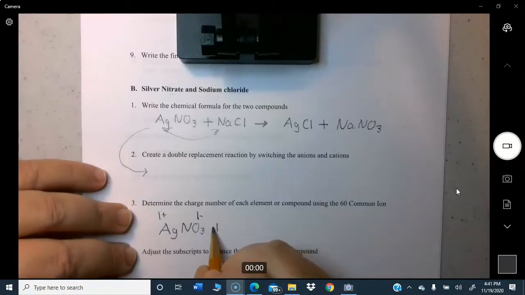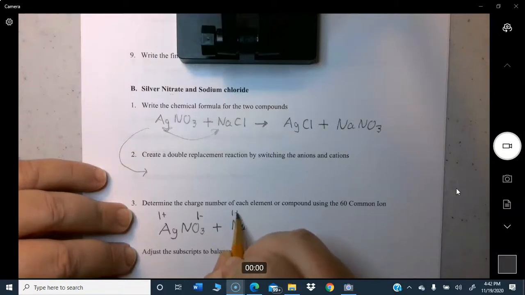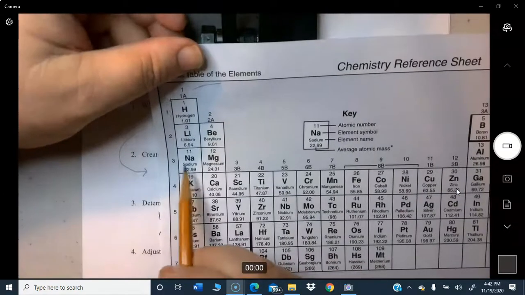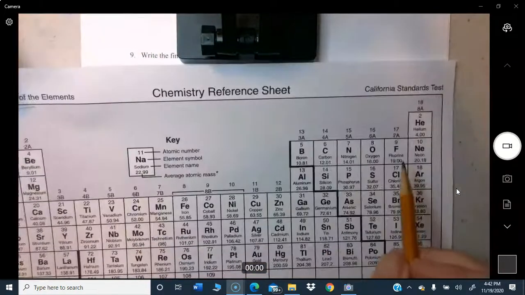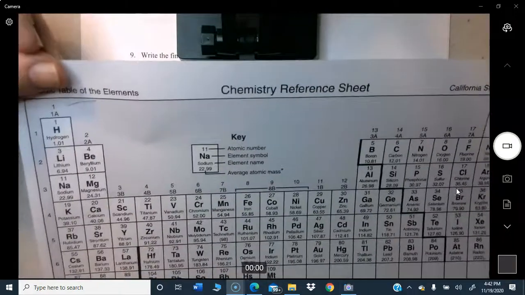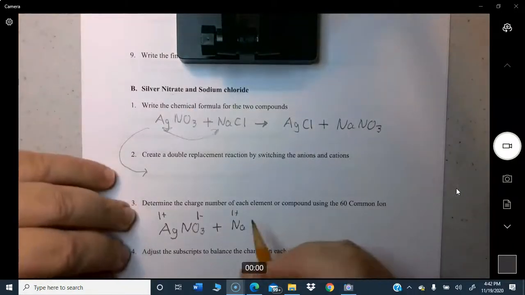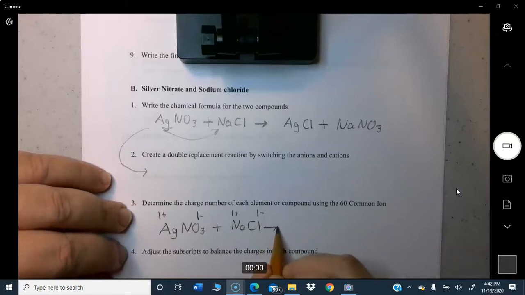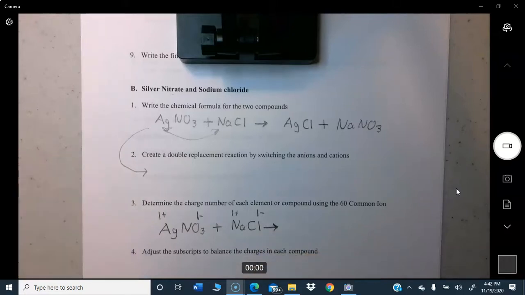Now NaCl, and Na is a 1+. Again, you can get that off of any variety of sheets or just by looking at your periodic table, which would tell you that Na, being in the first column, loses an electron to be like the nearest noble gas, which would be neon. And chlorine is one away from a noble gas on the other side, so it's going to be 1-. So everything there on the reactant side is charge balanced.